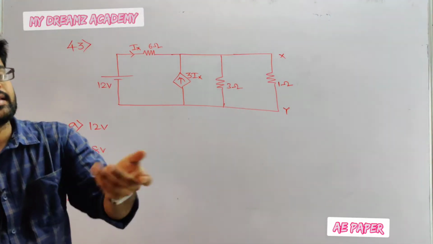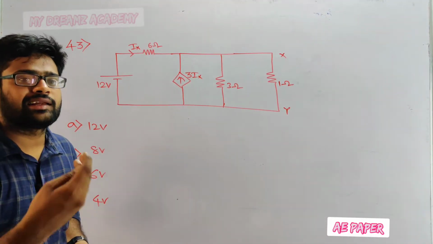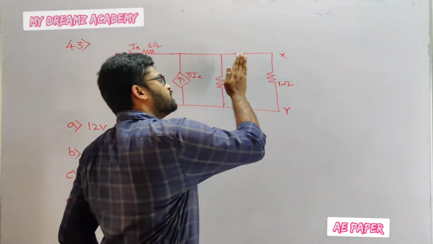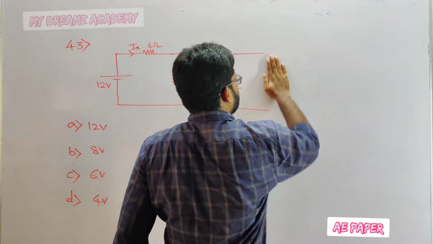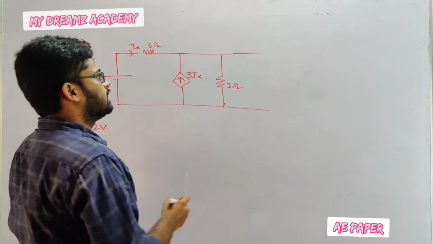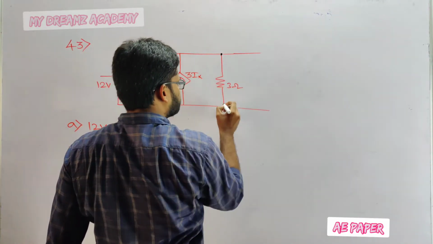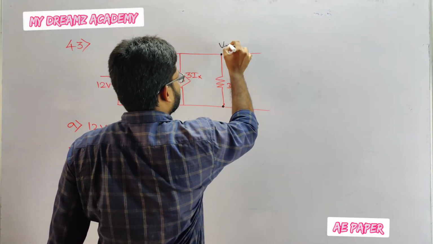We need to calculate the Thevenin's voltage. In order to calculate the Thevenin's voltage, we need to open circuit the load, that is nothing but remove the load. Now we need to calculate the voltage across this, V Thevenin's.